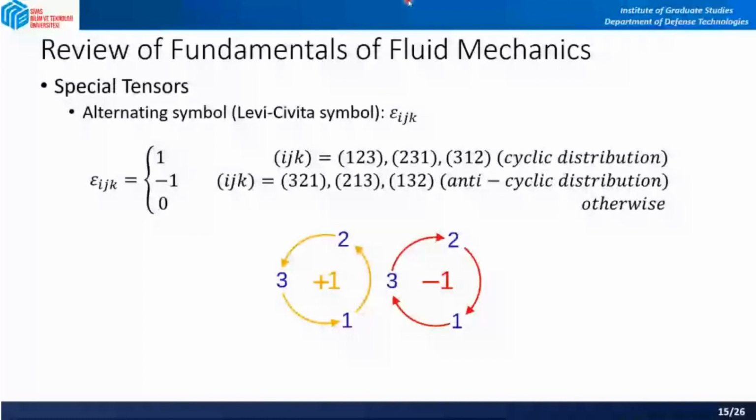Anticyclic means that you just have your 1, 2, and 3, but it is clockwise. So for example, if it is 1, 2, 3, or 2, 3, 1, or 3, 1, 2, it will give you 1. Anticyclic is like this. If it is 1, 3, 2, or 3, 2, 1, or 2, 1, 3, it gives you minus 1. And if it is, for example, epsilon of 2, 2, 3, then it will be 0. Or 1, 1, 2, it will be 0. So this is the alternating symbol.